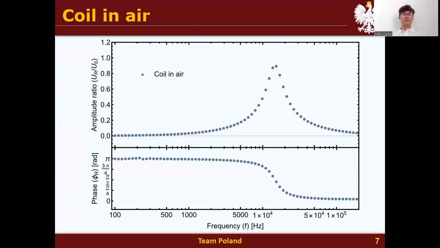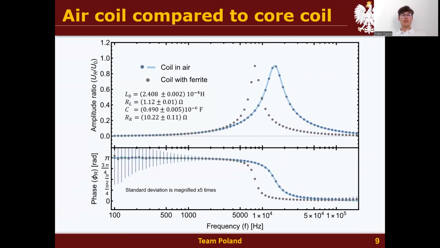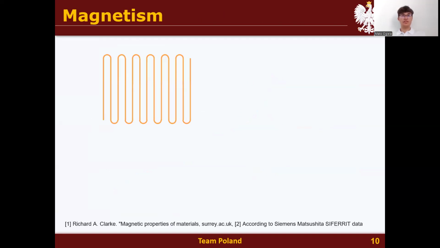Now we can see the results of our measurements for the amplitude ratio of the voltage across the resistor divided by the voltage from the generator. We did the measurements for the coil without the core inside. When we fit our function, we are able to obtain the inductance and the resistance of the coil that we used, which is really important for our further calculations. Now we can compare the results for the coil with the ferrite core, and we can clearly see the differences.